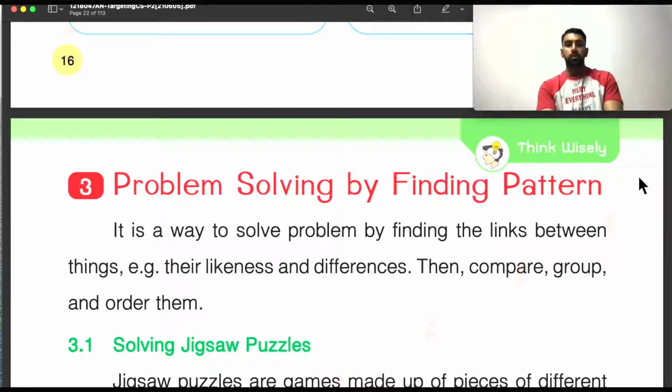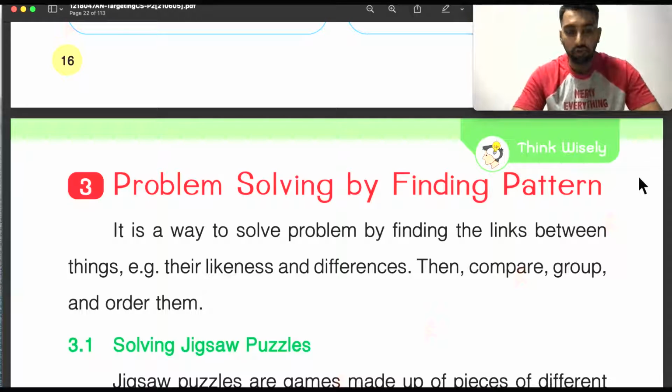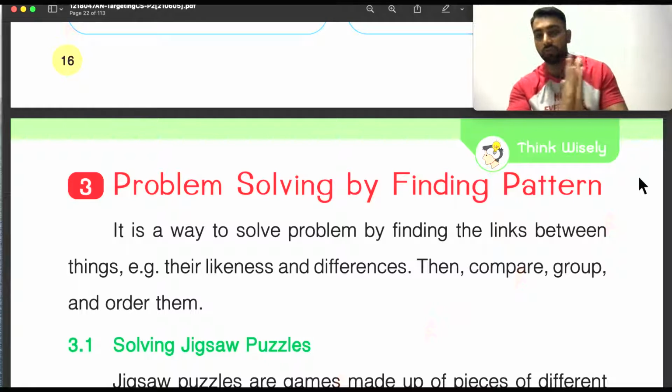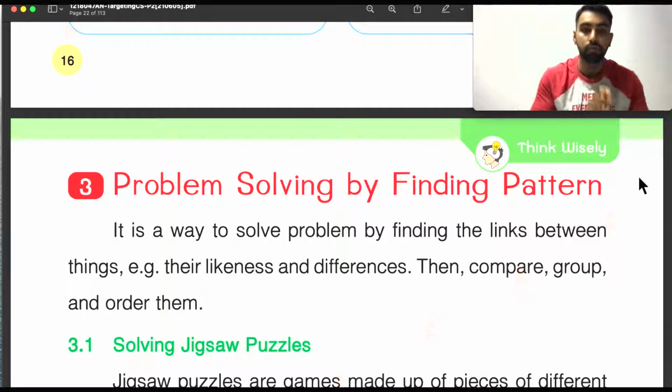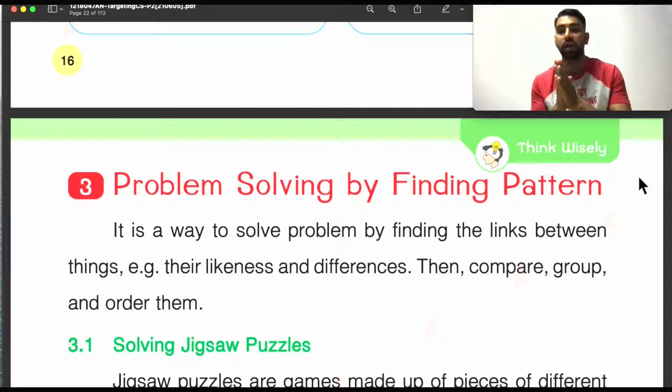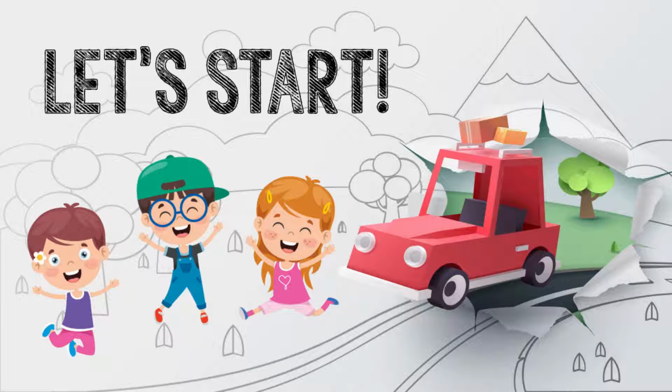Alright, so the last topic of this unit is problem solving by finding pattern. What is a pattern? You have to find the pattern in a problem. Problem solving by finding pattern. Okay, let's check it out.